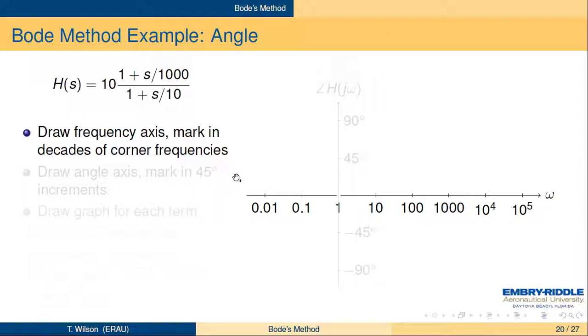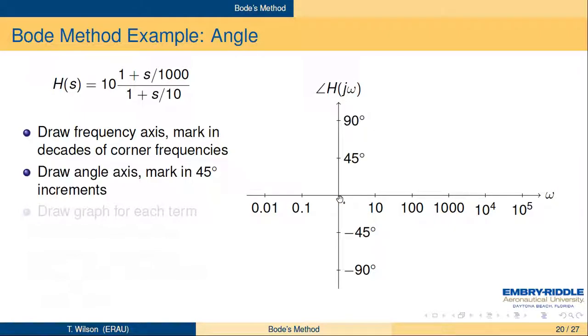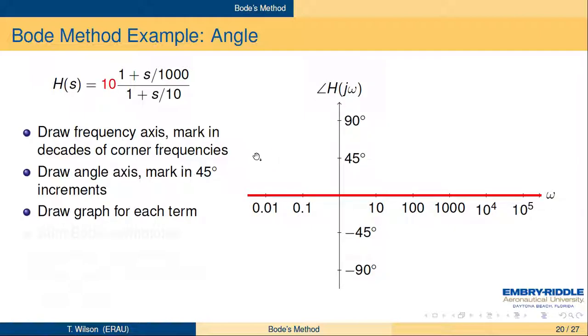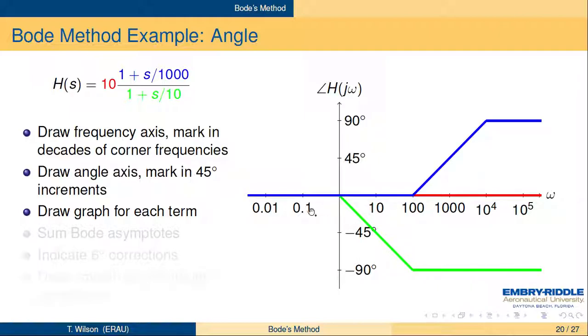You mark off the frequency axis in decades. I usually put angles in 45 degree increments or something, because we're going to have the 45 and 90 degree points that we're interested in. And so here's the angle of 10, which is 0. Here's the angle of 1 plus j omega over 10, which starts, again, a decade below the corner frequency of 10, goes down to minus 90 degrees a decade above, and then stays at minus 90 degrees above that.